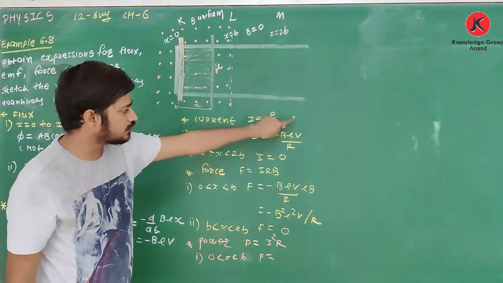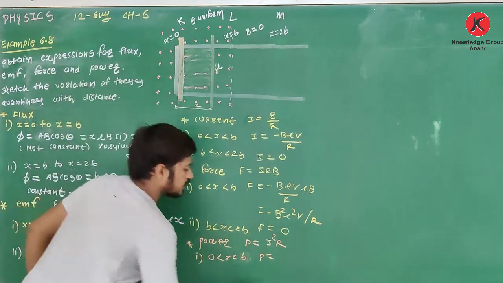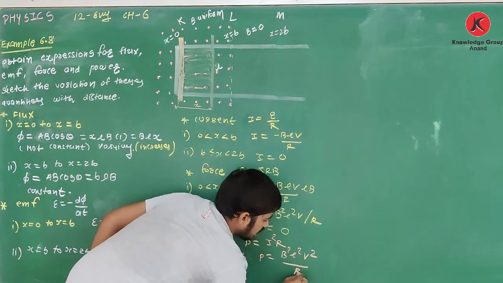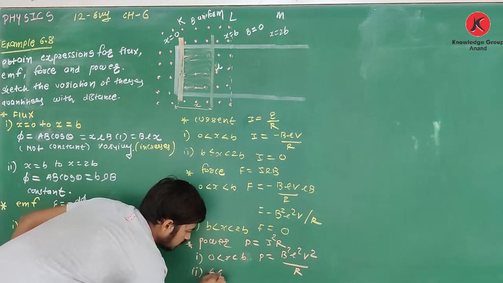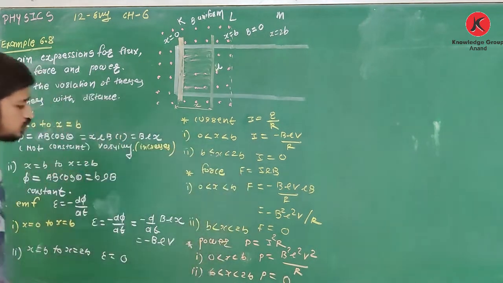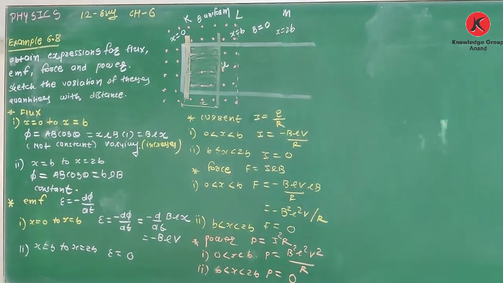It is B square L square V square upon R square, into R. So it is B square L square V square upon R. And in the region from b to 2b, power P is equal to 0. Clear about this? Okay, so these are the equations.